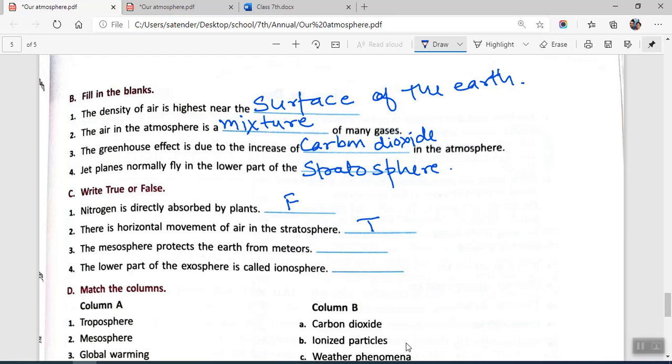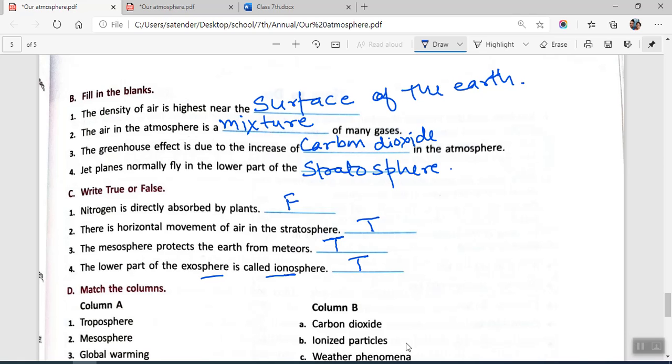The mesosphere protects the earth from meteors. This is also true. You'll find this line straightforward in that paragraph. Lower part of the exosphere is called ionosphere. This is also true, so yeah, all these are true. This is lower part of exosphere is called ionosphere, where we have these things.